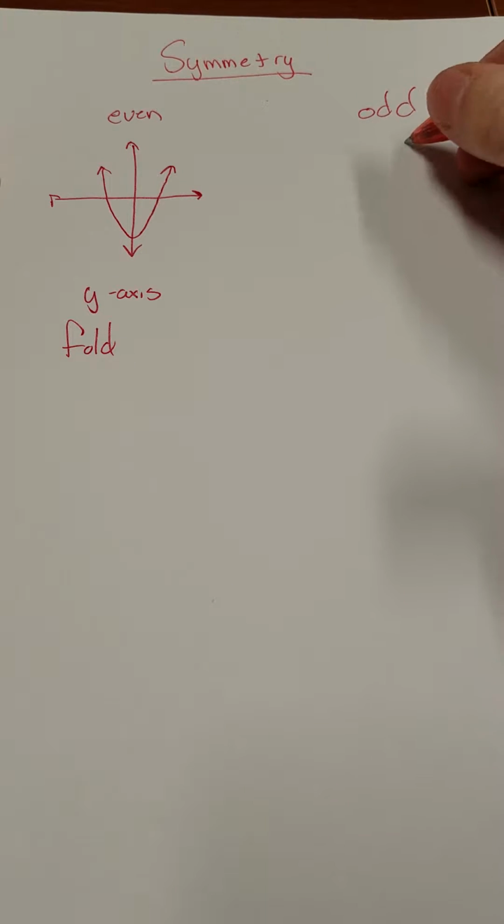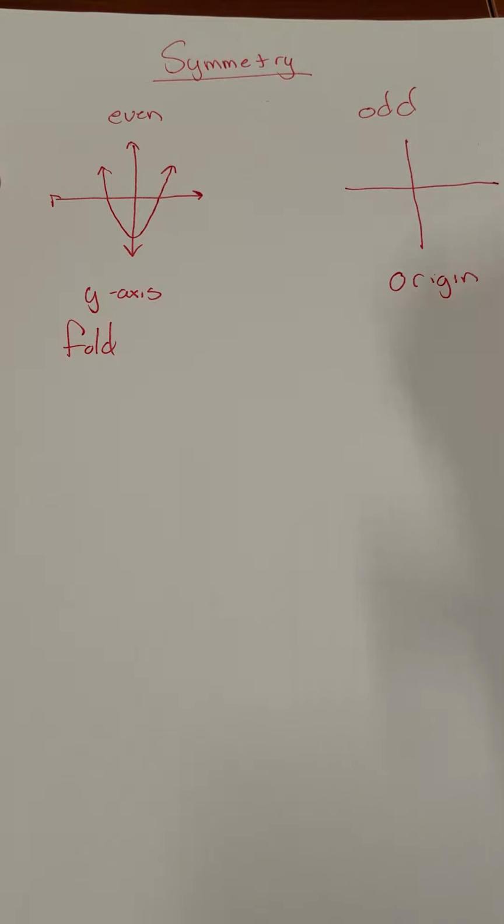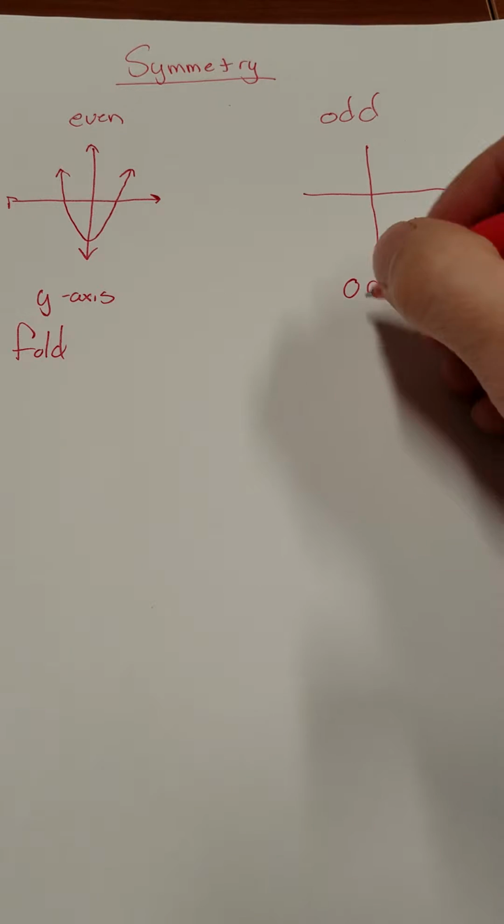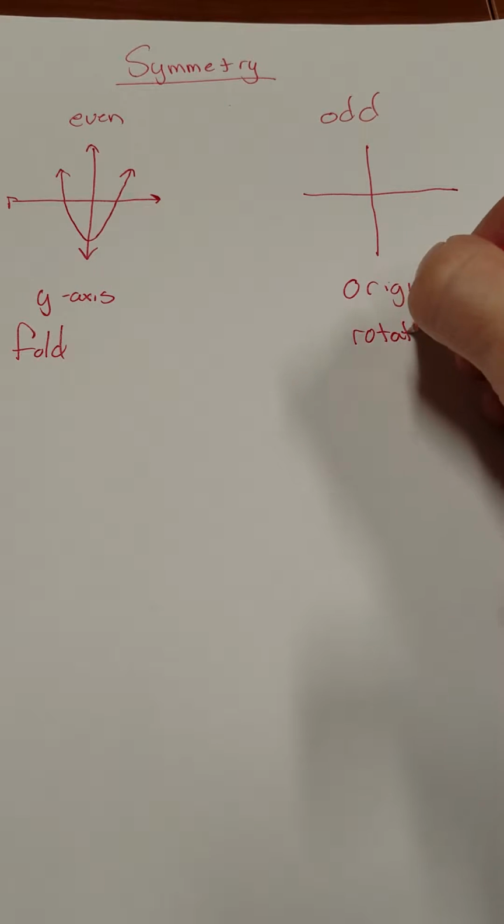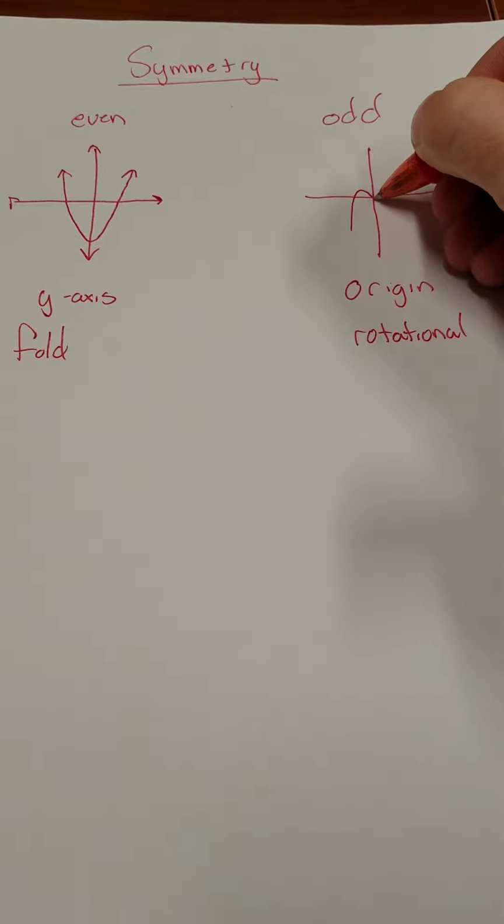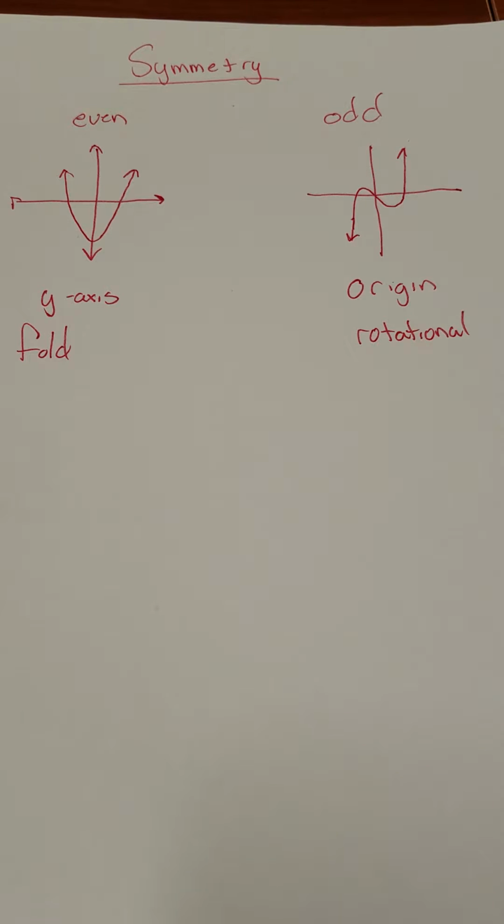Odd is a rotational symmetry. It means it has origin symmetry. So first, it has to pass through the origin. And then second, it is rotational. So this one looks a little bit funny. That is a graph with odd symmetry.